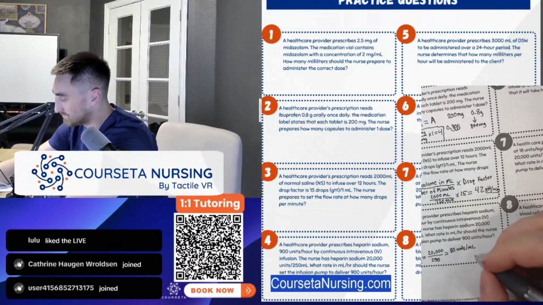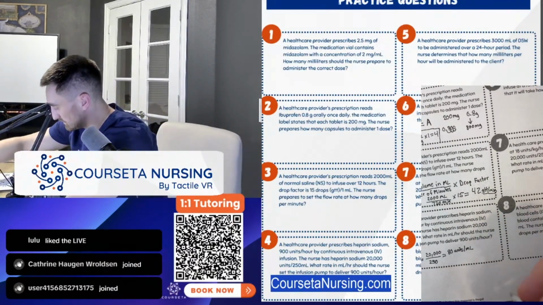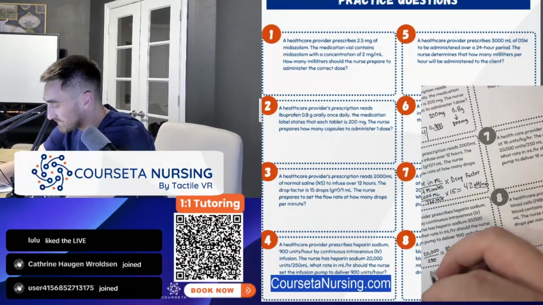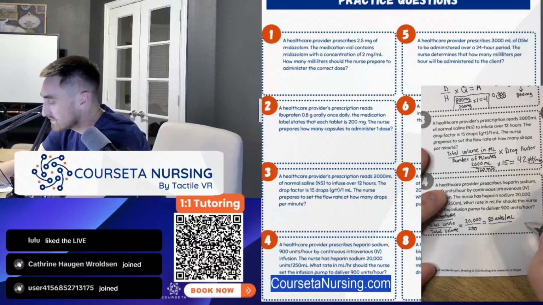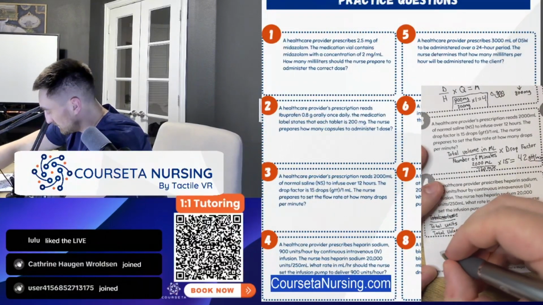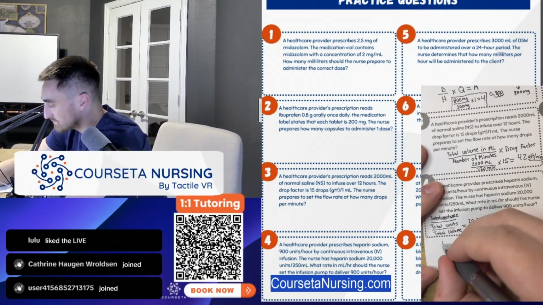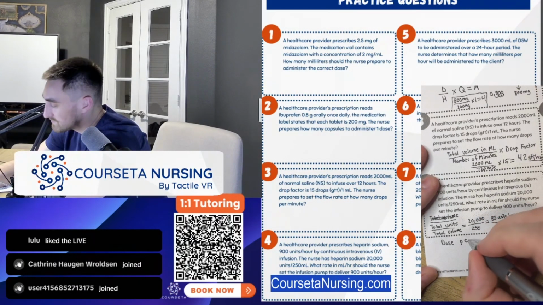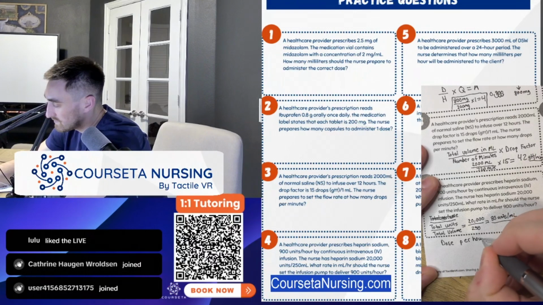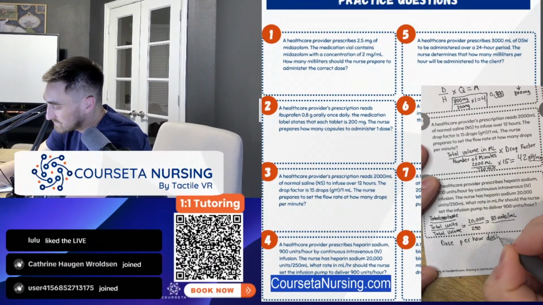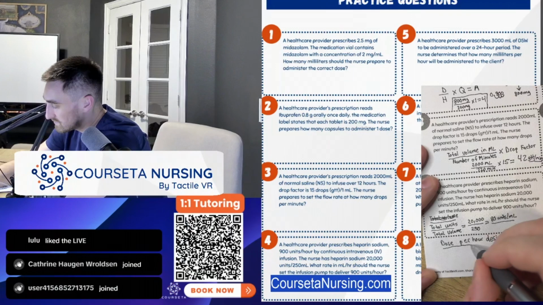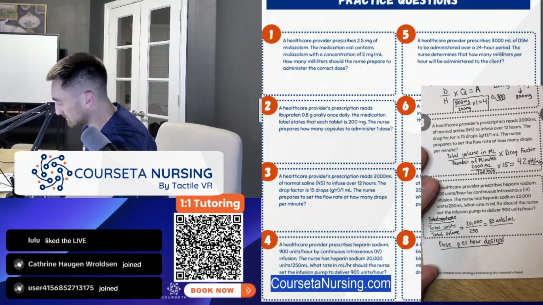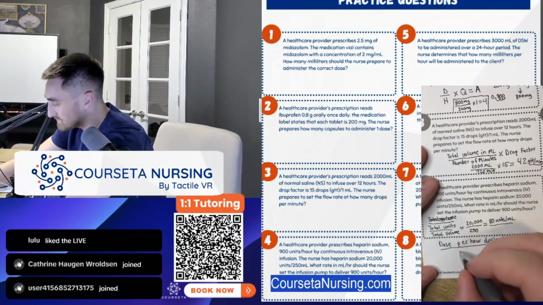All right, so let's put the dose per hour. We got our units per ml, which is what we need for the next formula. So we have the dose per hour desired, divided by the actual units per ml concentration that we just found, so 80.